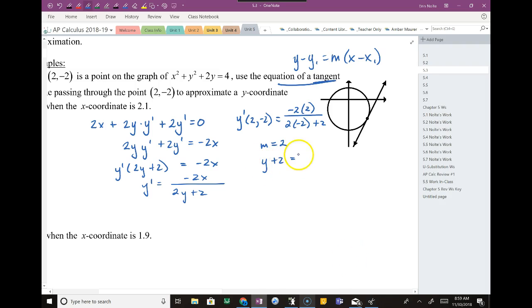Y plus 2 equals 2. I love all these 2's. This is just wonderful.